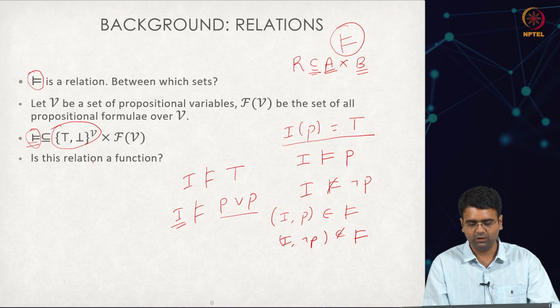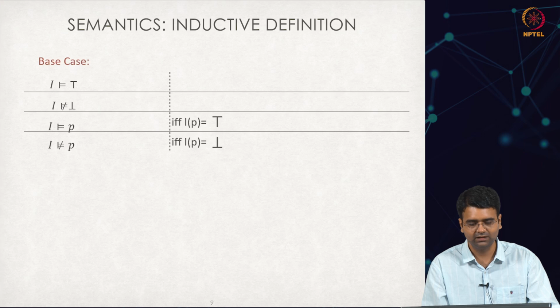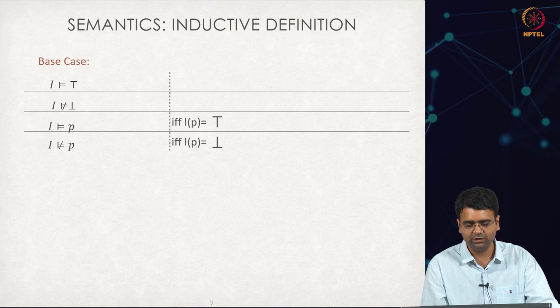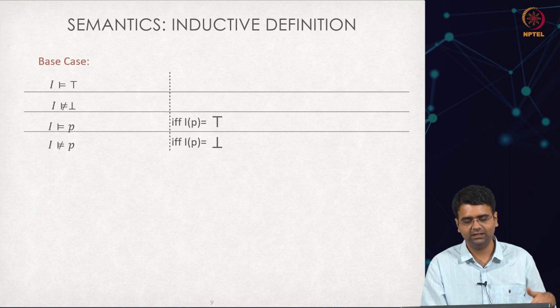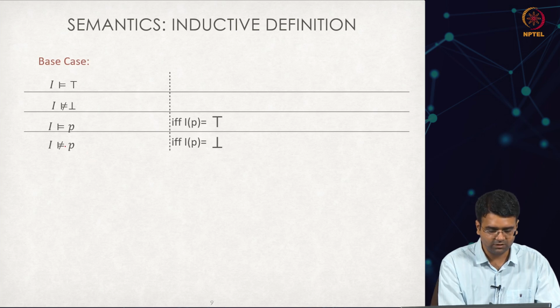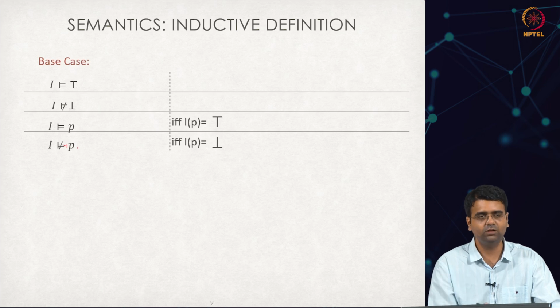Let's now try to define this notion of evaluation more precisely. How do you evaluate a formula under an interpretation? We are going to define the semantics inductively, which means that we will start with base formulas, and then move on to compound formulas, which are formulas generated using other formulas. So these are the 4 base formulas: true, false, P and not of P.